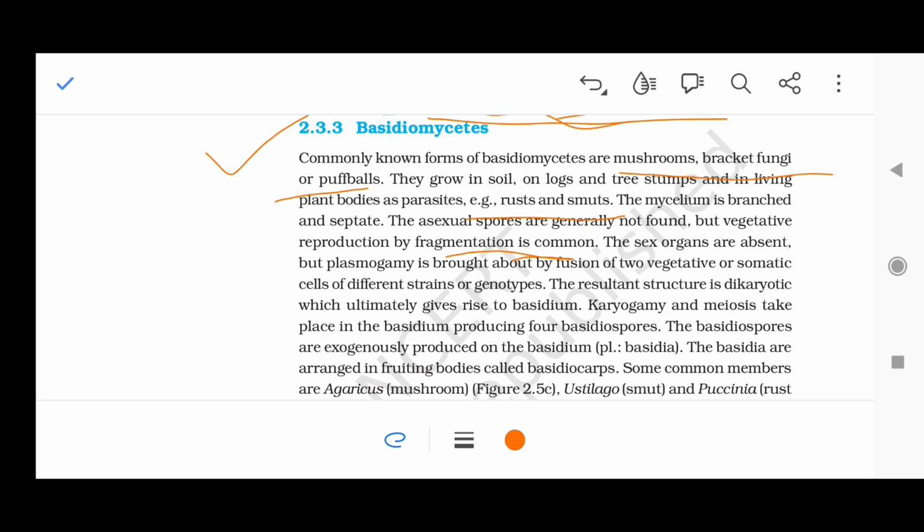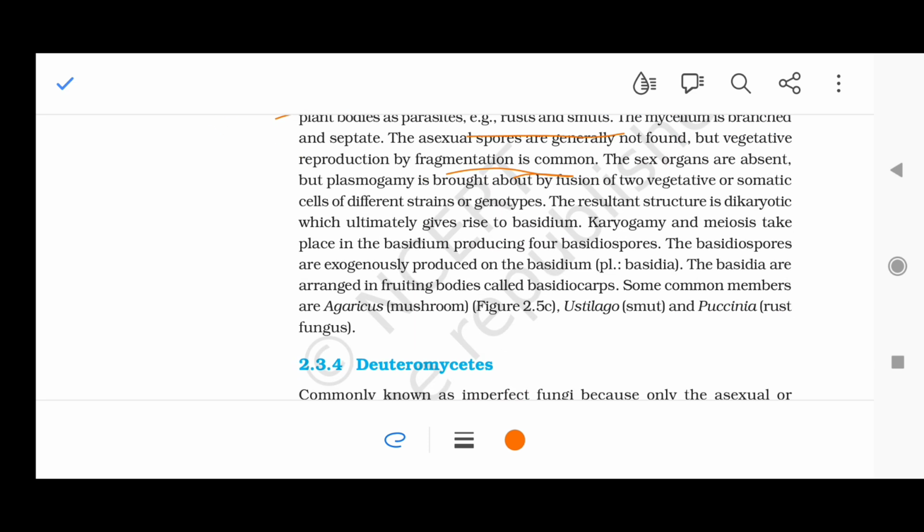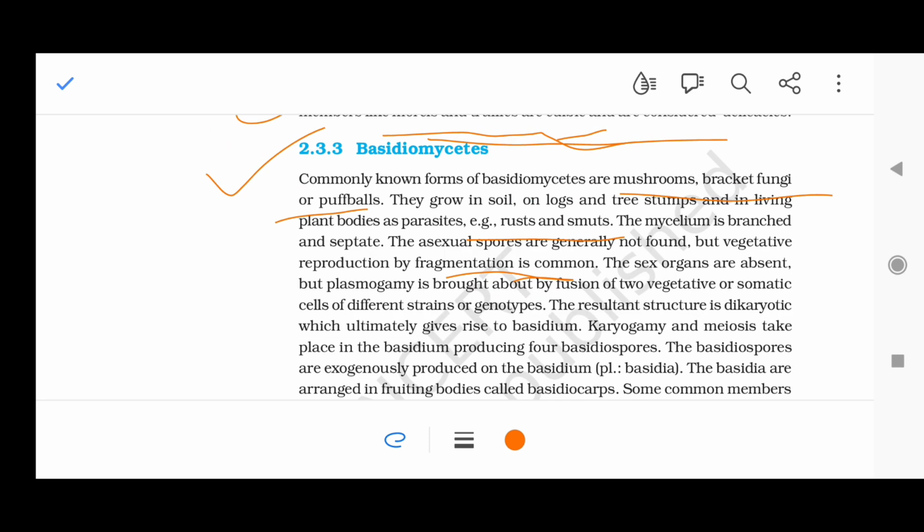Karyogamy and meiosis take place in the basidium, producing 4 basidiospores. The basidiospores are exogenously produced on the basidium, and the plural is basidia. The basidia are arranged in fruiting bodies called basidiocarps. Some common members are Agaricus, that is mushroom, Ustilago, that is smut, and Puccinia, that is rust fungus. So these are the important examples of Basidiomycetes.